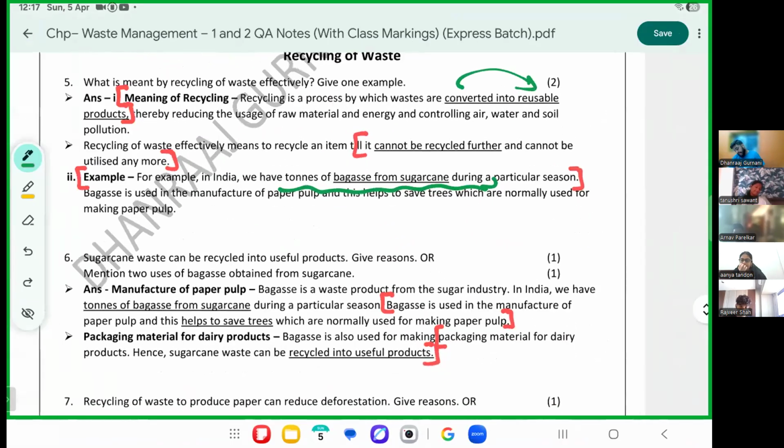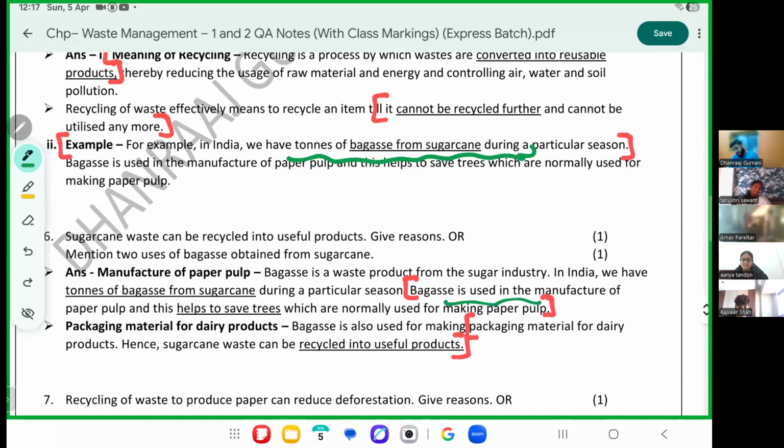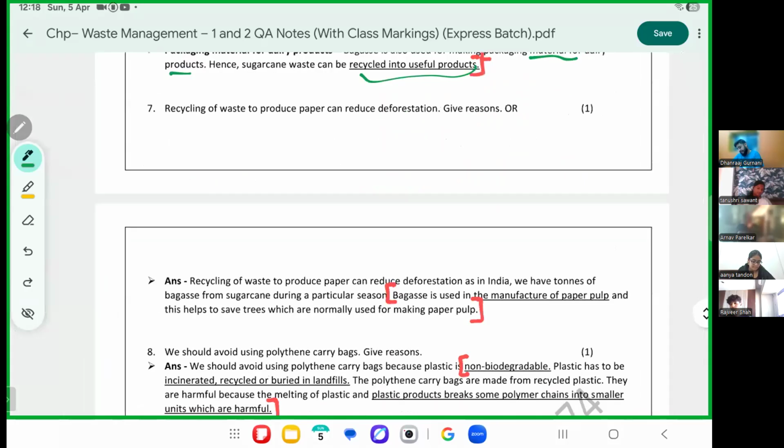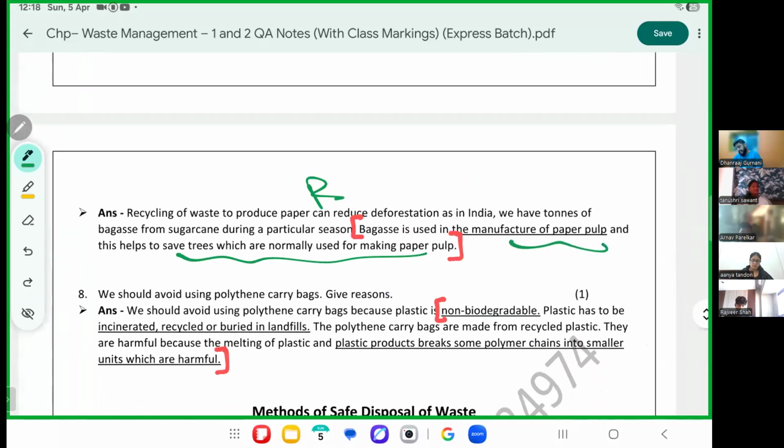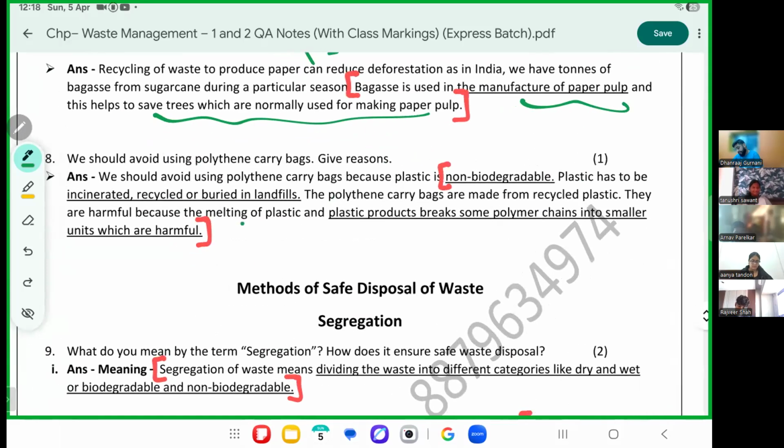Bagasse is used to manufacture paper pulp, which saves trees. Bagasse is also used to make packaging material for dairy products, as you just saw. The carton of milk, not the plastic pouch milk, the carton packaging material is all made out of bagasse. This is repeated: bagasse is used to make paper pulp, which saves trees. This is an important answer. Please mark it very important.